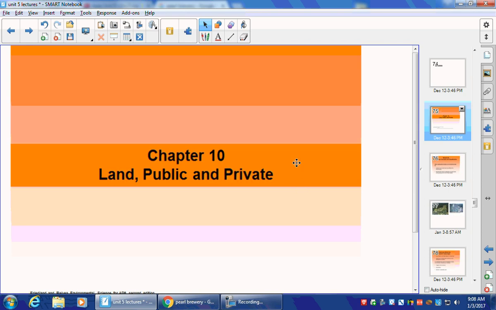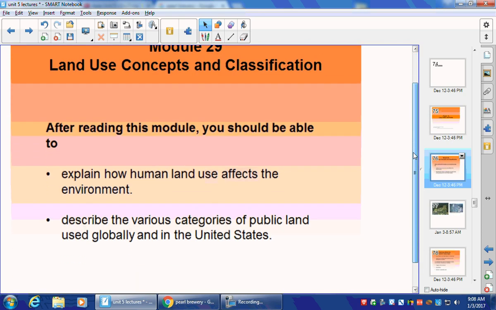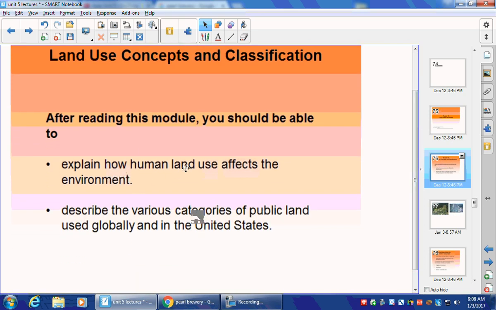We know that it's not feasible just to get rid of people. So over a long period of time, while we are trying to ease our footprint and ease energy consumption, resource consumption, it's interesting to see what we do to maintain our population sizes. So let's look through the first half of chapter 10. We're going to look at human land use and how it affects the environment and how we categorize land use.